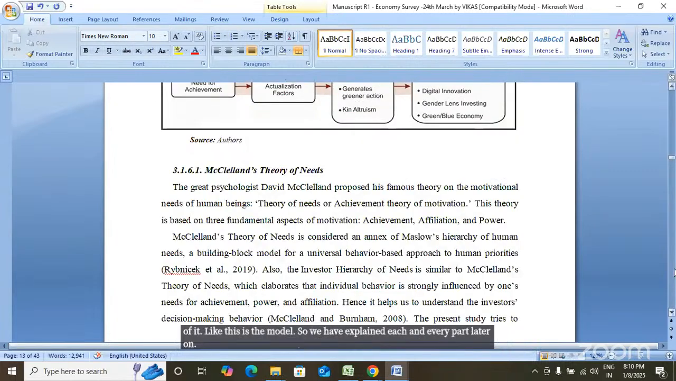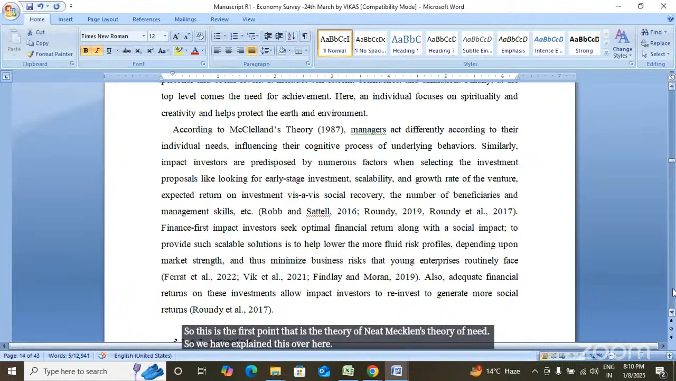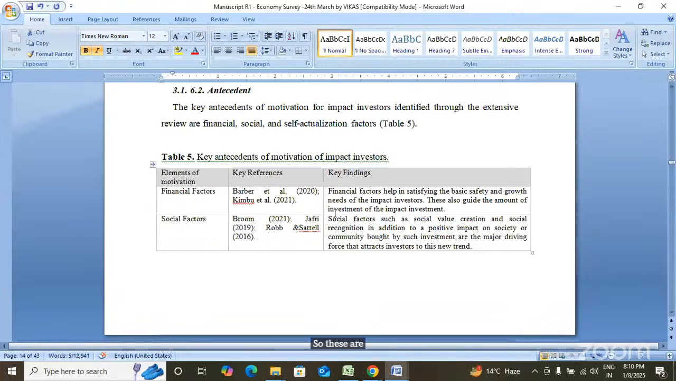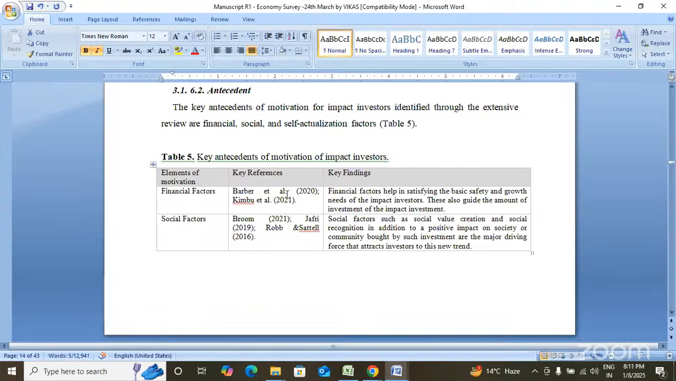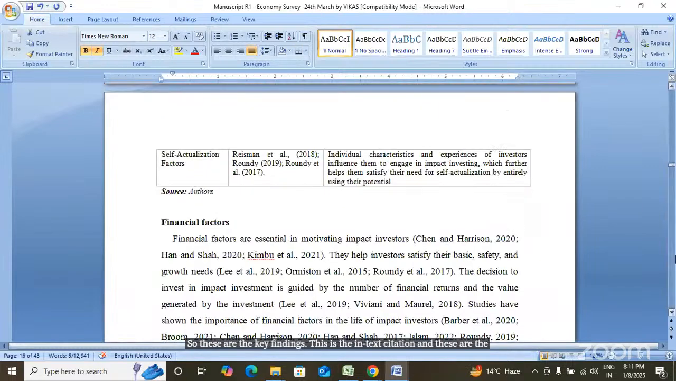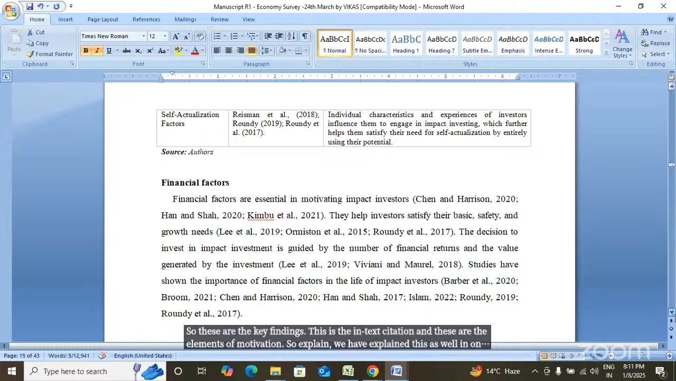Let me show you how. So this is the first point, that is the theory of need, McClelland's theory of need. So we have explained this over here. So these are my antecedents. So I have again made the table. Please have a look at this. I have again made the table for telling what are my antecedents, just to tell the reviewer or the editor what we have done in the paper. So these are the key findings. This is the in-text citation, and these are the elements of motivation. So we have explained this as well in one paragraph. Just have a look at this.